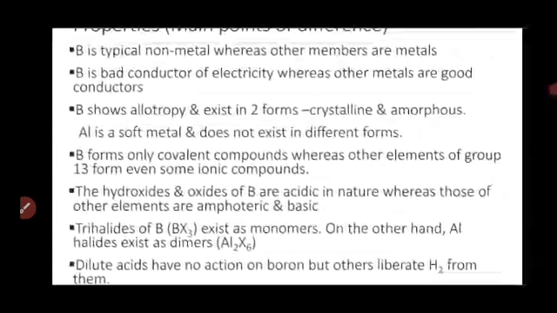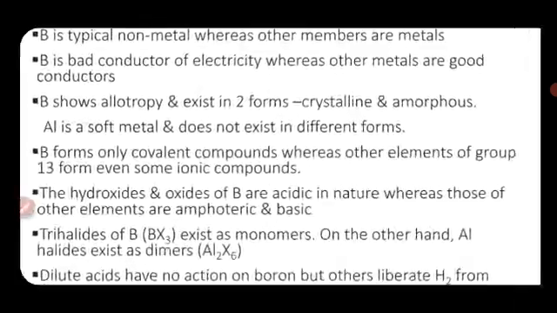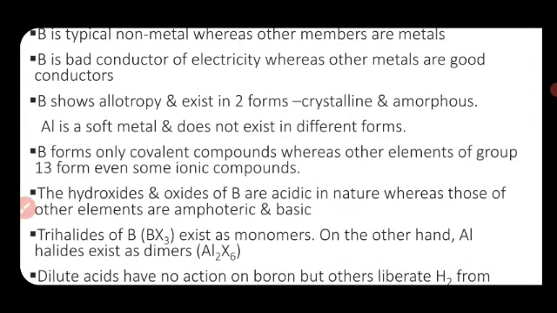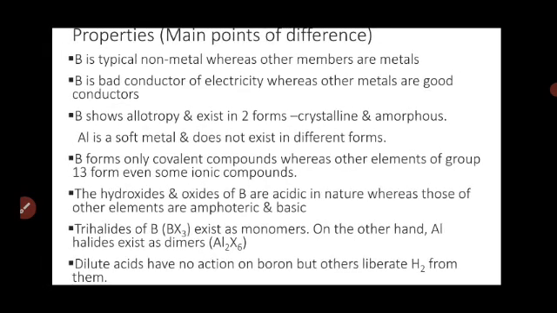Okay. The hydroxides and oxides of boron are acidic in nature, whereas those of other elements are amphoteric and basic. Now why is it? Because boron is typically non-metal, whereas other elements, aluminium and gallium, are metalloids, behaving like non-metal also sometimes. Therefore we can say they are metalloids, and indium and thallium, they are perfectly metals. Even aluminium is metal. So the hydroxides or oxides are amphoteric and basic in nature.